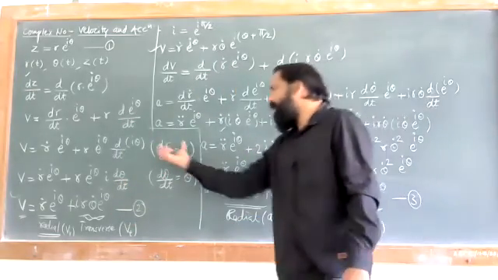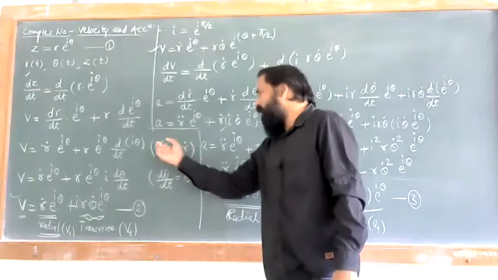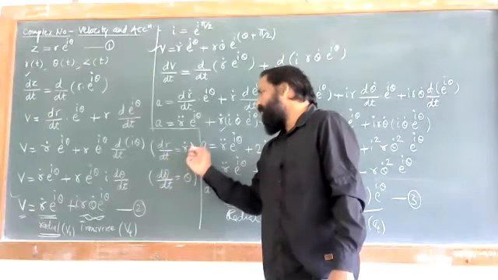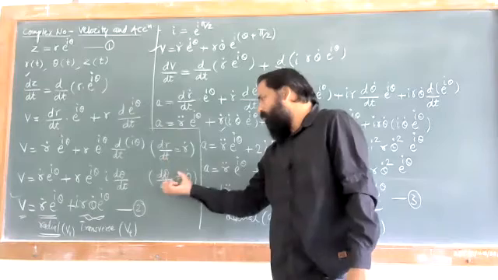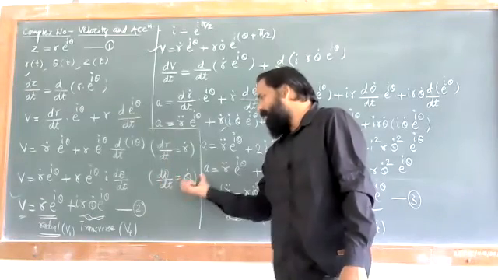Just remember that dr by dt is nothing but r dot, d2r by dt square is nothing but r double dot, d theta by dt is nothing but theta dot, and d2 theta by dt square is nothing but theta double dot.